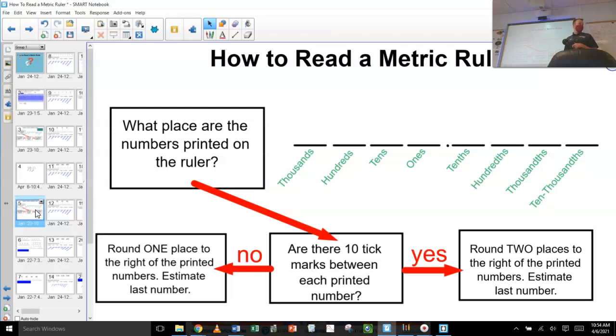Are you able to read it? Yes. Well, then, yes. That's not for me. That's for you.